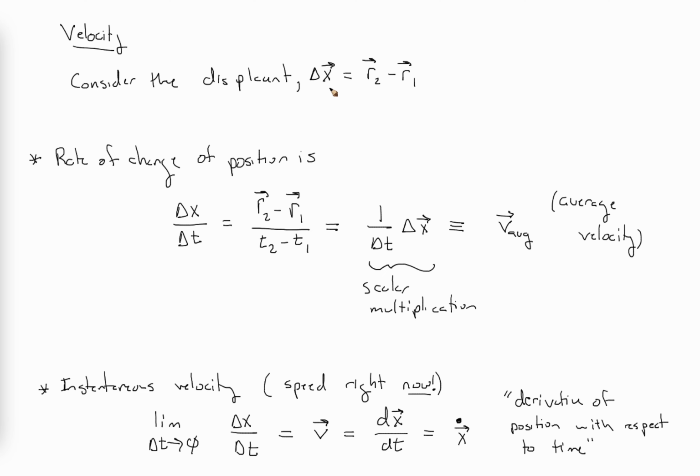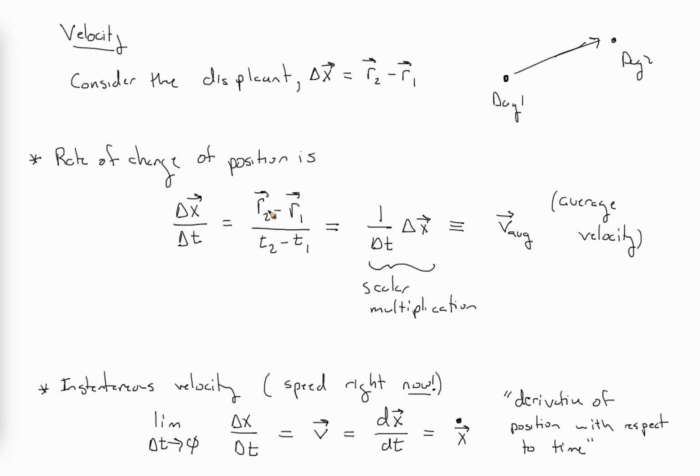So consider the displacement delta x is equal to R2 minus R1. That's our change in position. We're interested in the rate of change of position. So the rate of change of position is the change in the position, which is a vector, divided by the amount of time it took to go between those two positions. So I'm here on my map on day one, and I'm here on my map on day two, and it took me 24 hours to go from here to here. And so I could take the distance that I've traveled and divide it by that time, and that will tell me how many miles I've traveled in those 24 hours. That's the rate of change of my position during that time.